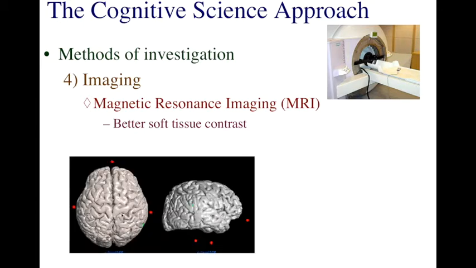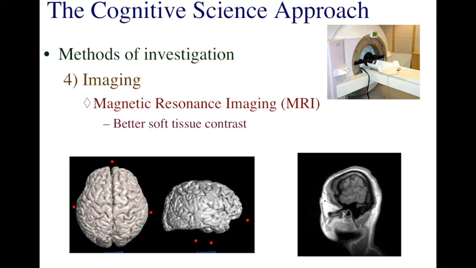Here's a picture generated by a magnetic resonance imaging machine. You can see that there's very nice resolution. We can see all of these sulci and indents in the brain. We can see a clear distinction between the two hemispheres. It gives us a much better picture of the soft tissue in the brain.